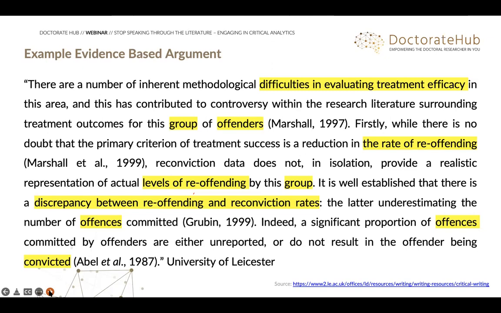How evidence-based is your argument? You first identify what your key terms are, what the key evidence is. Do I talk about groups? Do I talk about offenders? And then you do a search through your document for how often you use those words and in which context.